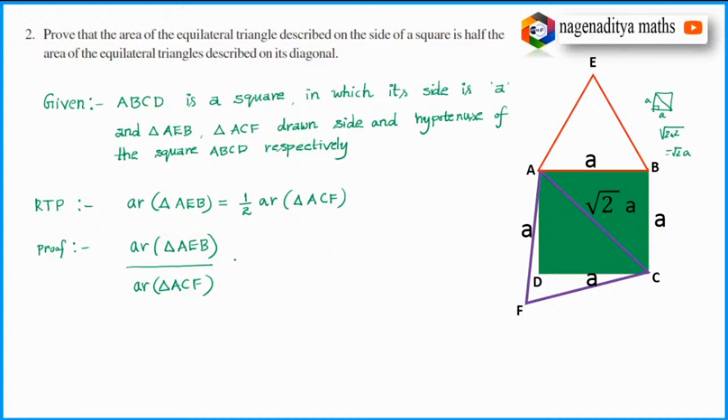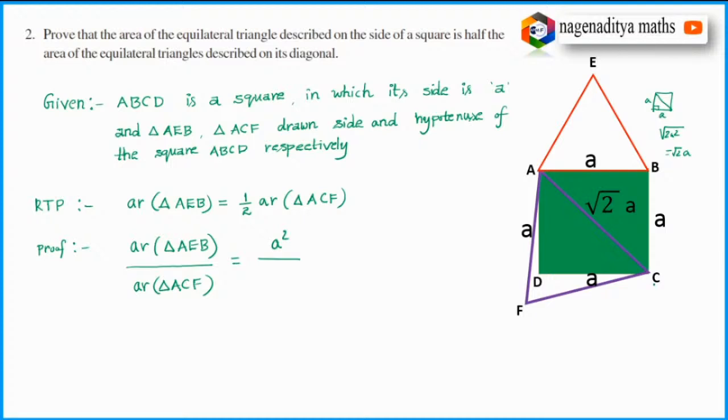We know the previous theorem: the ratio of areas of two similar triangles. These two triangles are similar, because equilateral triangles are always similar. So the ratio of areas of two similar triangles is equal to the ratio of the squares of corresponding sides. The side of this equilateral triangle is small a, so that is a square, and the side of this equilateral triangle is root 2a, because the diagonal is root 2a, so this AF is root 2a and FC is also root 2a.